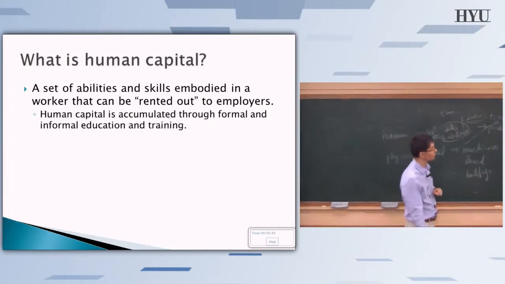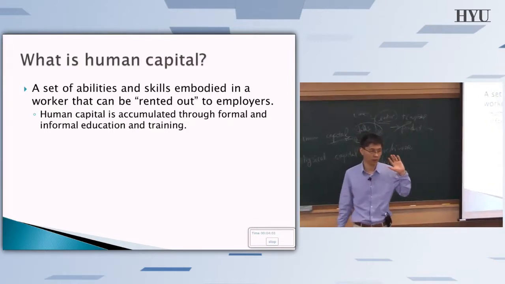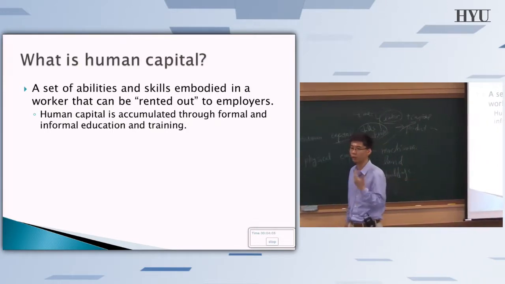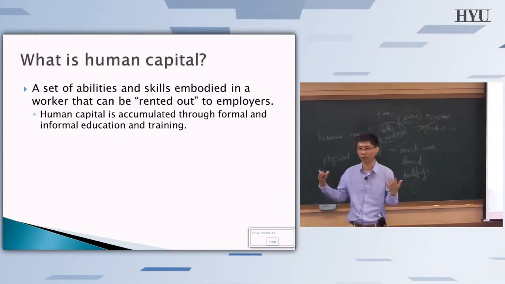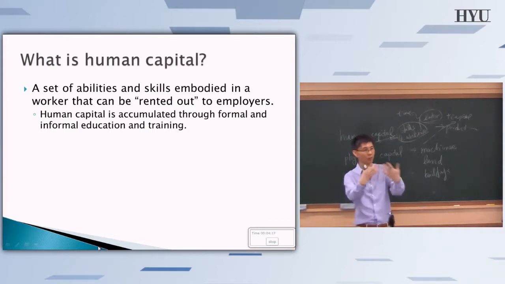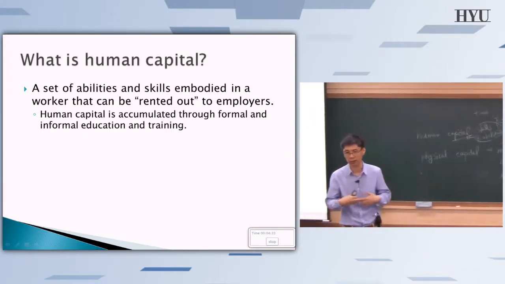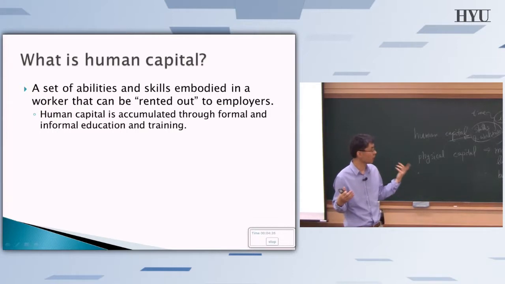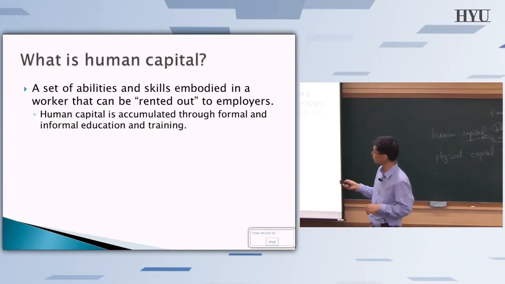And so like physical capital, why do we call it capital? Because these abilities and skills must be accumulated like physical capital. You have to invest to accumulate physical capital, like buying a machine. You have to spend your money and accumulate it. Like physical capital, workers spend their time doing certain things to acquire human capital. These investments usually happen through education and training.